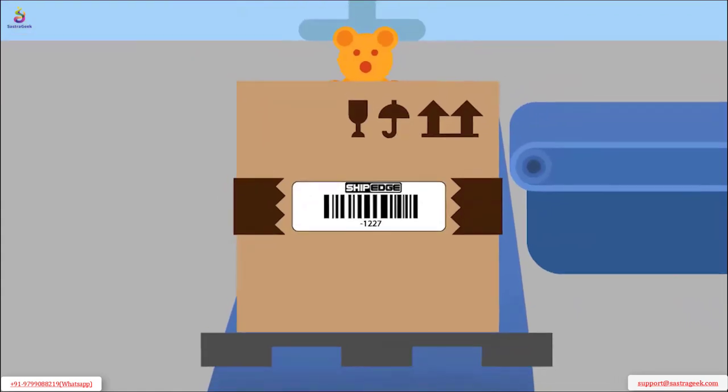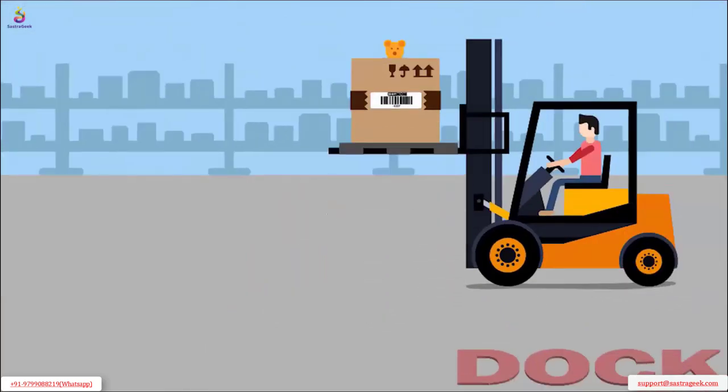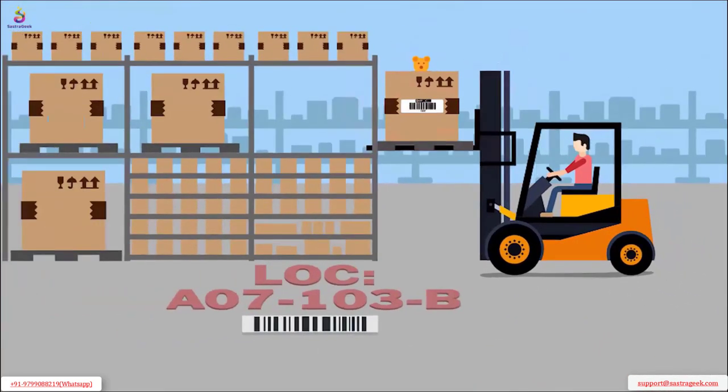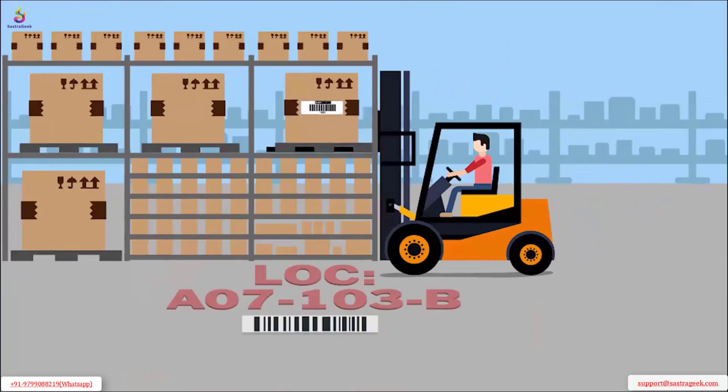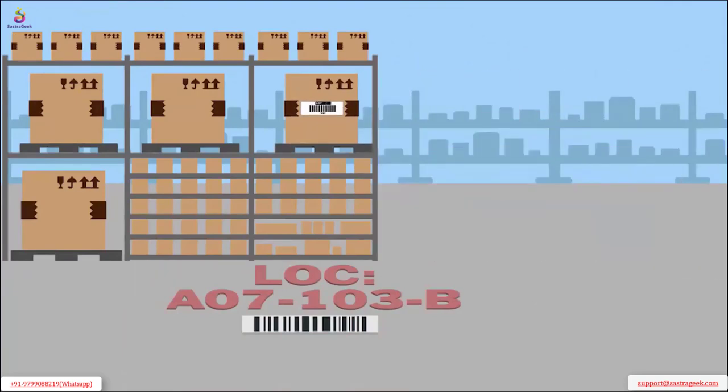So you've tagged your bin, and now you can put it away. All you need to do is scan the bin tag and the location, and now the system knows where your pallet of teddies is.